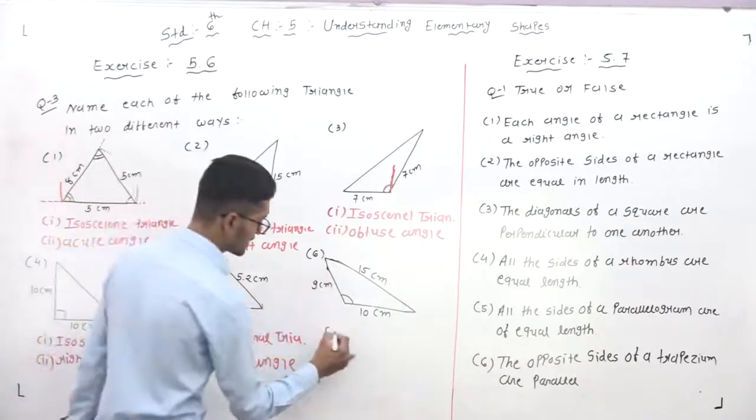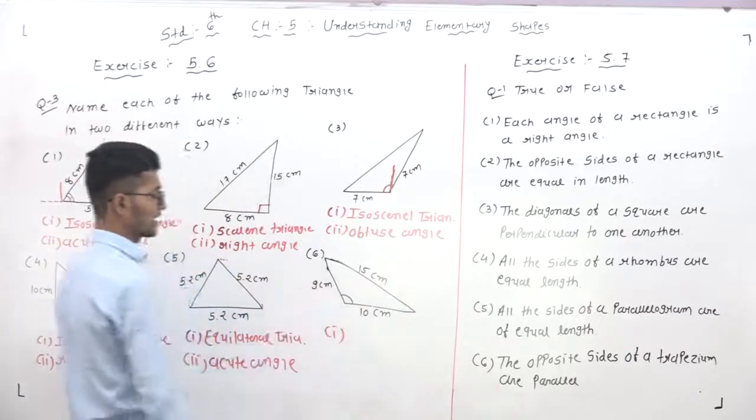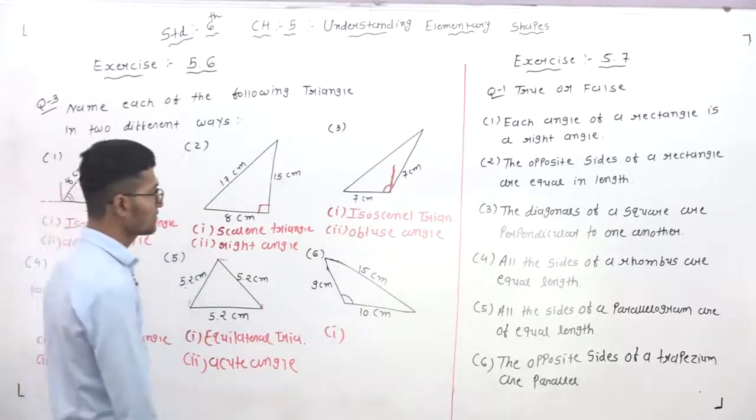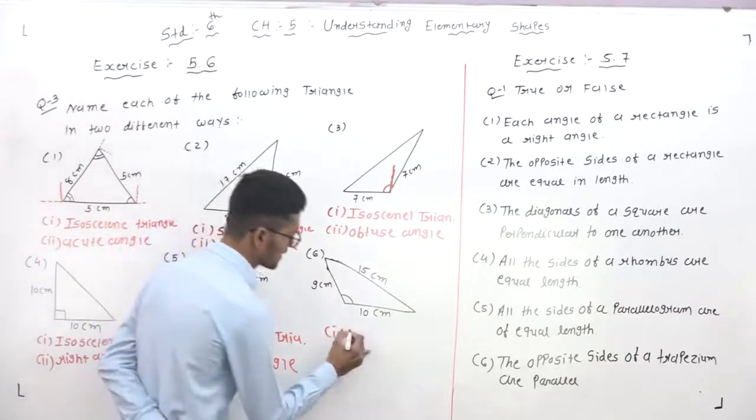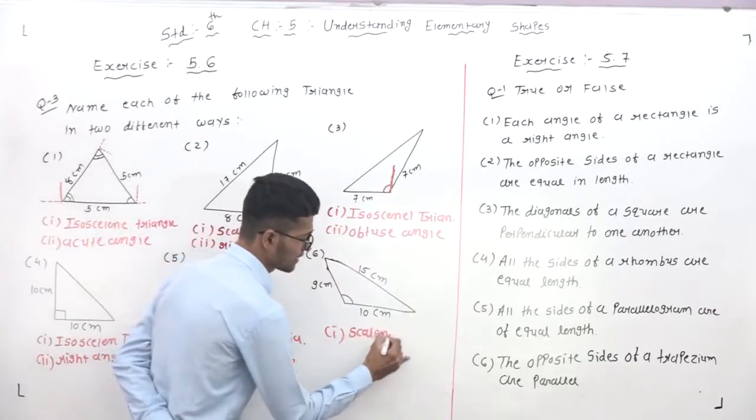Then after, the last one: 15, 10 and 9. This means all three sides are different. All three sides different is called a scalene triangle. So write down first of all, scalene triangle.